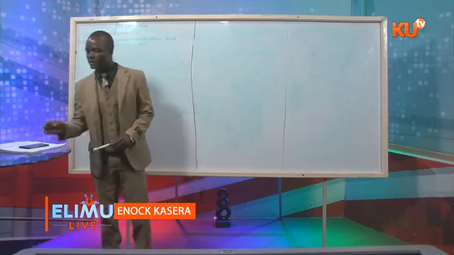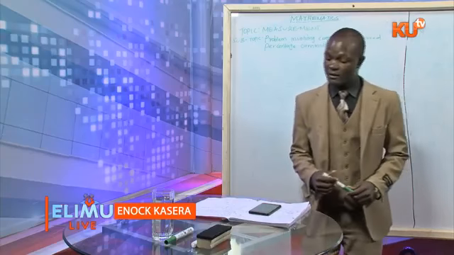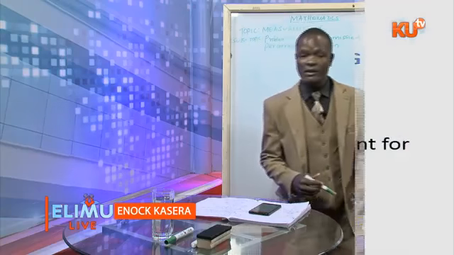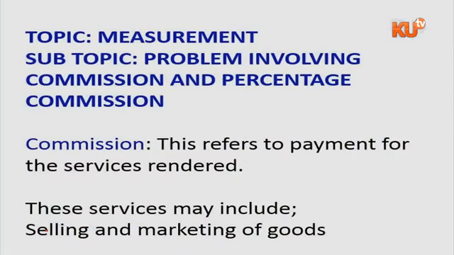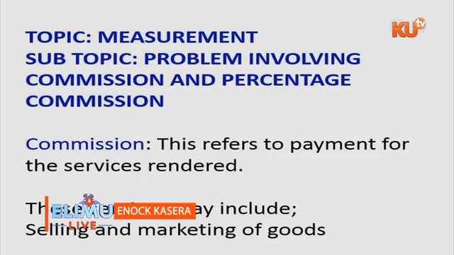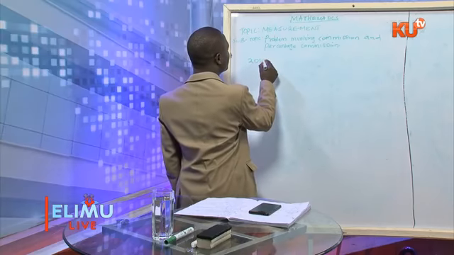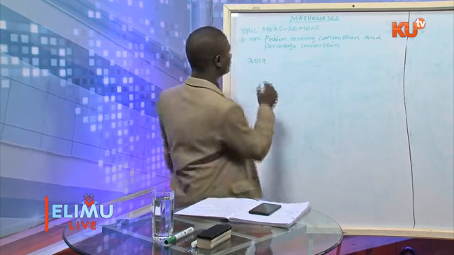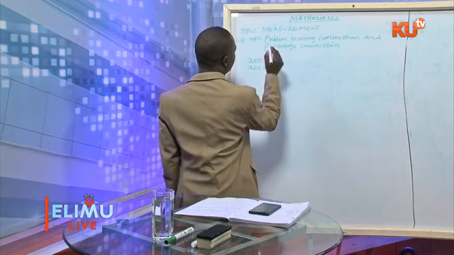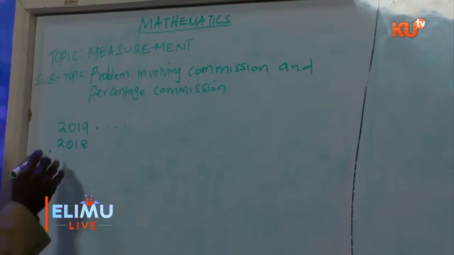Check slide 1, slide 2 and 3. You can see how this question has been set in the last 10 years. In 2019, a question was set on commission. Again, in 2018, a question was also set about commission.